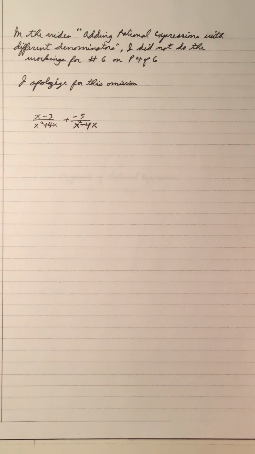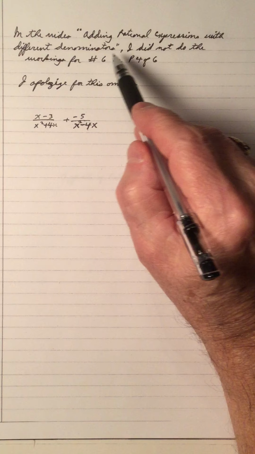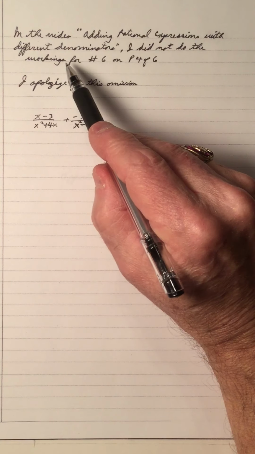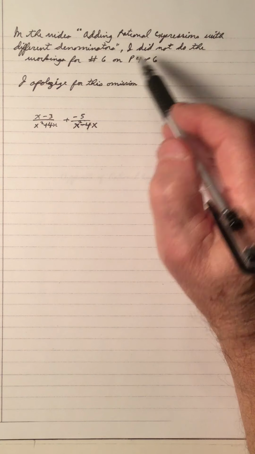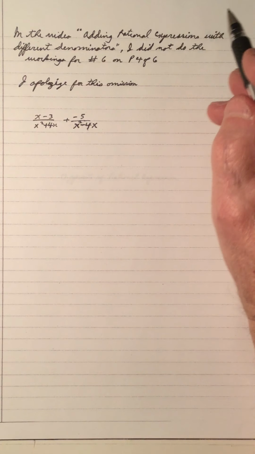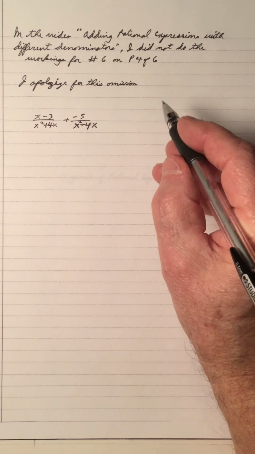But before I start this video, I'd like to explain that in the video adding rational expressions with different denominators, I did not do the workings for number 6 on page 4 of 6. I apologize for this omission. So I'll do that now. That's the video that's just before this one.